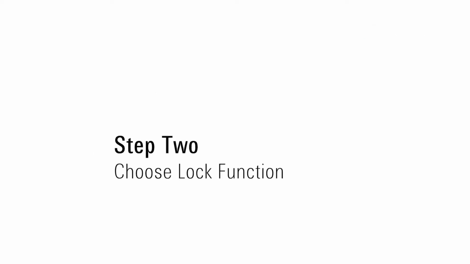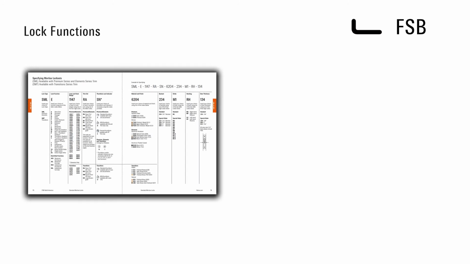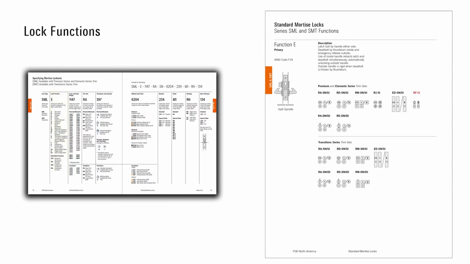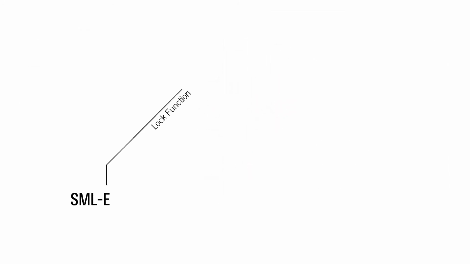Step 2. Choose lock function. Each lock type has a host of functions available that are outlined and described in detail within each section of the catalog. The SML, for example, has over 20 functions to choose from based on your application and lock requirements. We will choose a privacy function typically used for bathrooms and bedrooms. This mortise lock function allows latch bolt by handle on either side, the deadbolt by thumbturn on the inside, and emergency key on the outside. Privacy function is E.